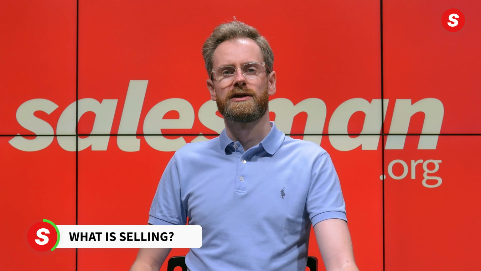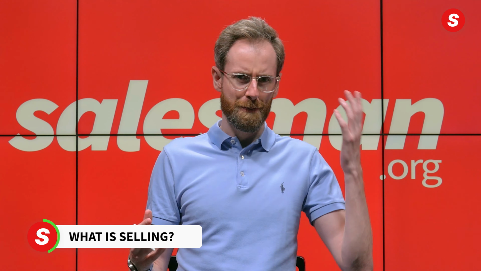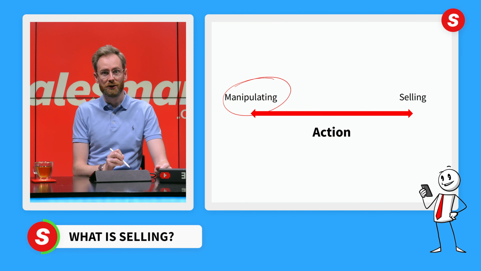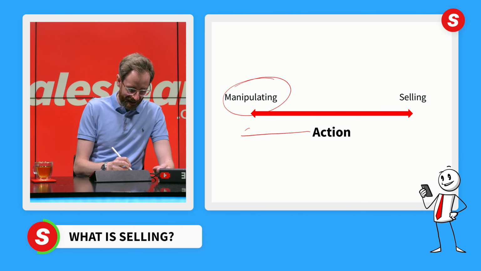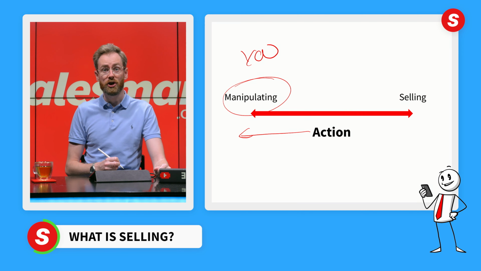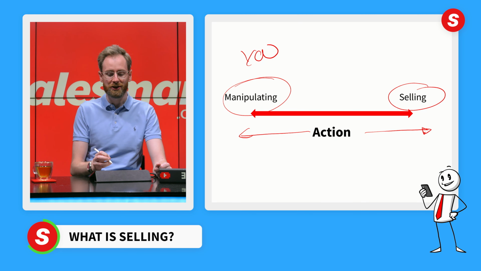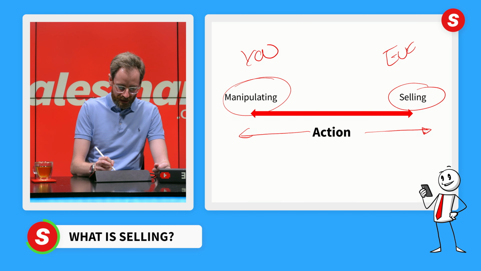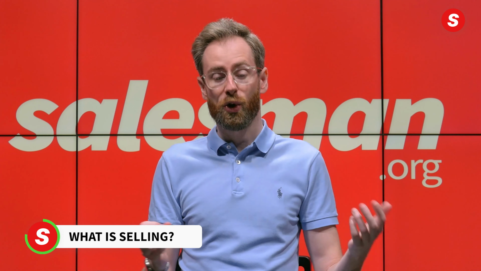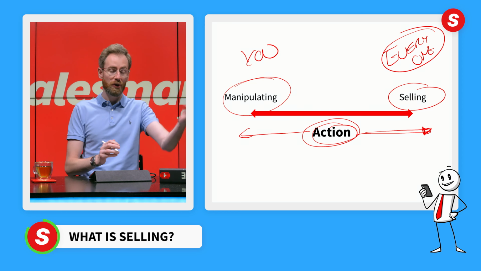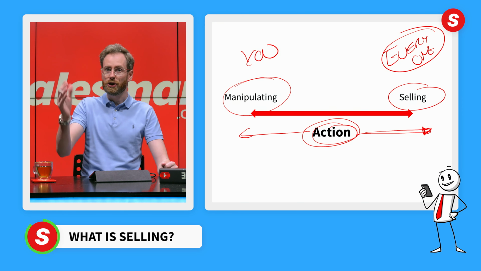Pretty simple, right? So that begs the question then, what's the difference between manipulating someone and selling them? When you manipulate someone, all you're doing is creating action that benefits you. But when you sell an individual, you're creating action that benefits everyone. And that's all that selling is. You create action, you push a buyer towards doing something that benefits them and you as well.